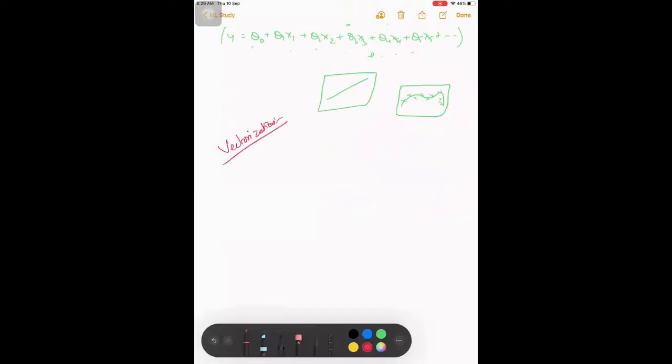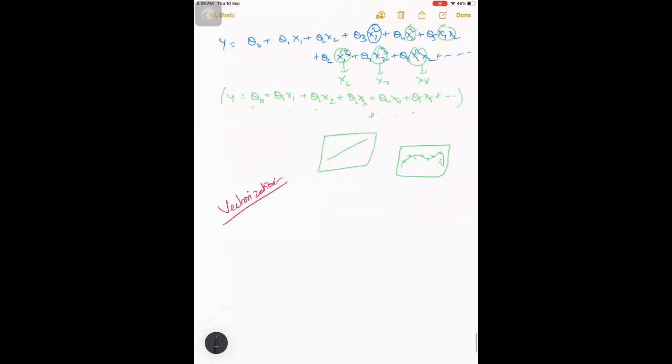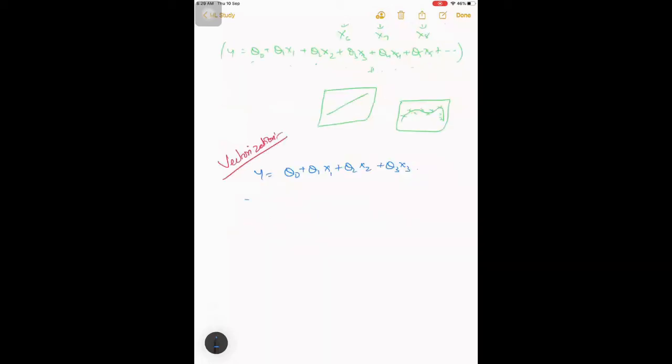So let's see the beauty of this concept. Let's say you have theta naught plus theta 1 x1 plus theta 2 x2 plus theta 3 x3. Let me write only this. Can we write this as something like this? Theta naught, theta 1, theta 2, theta 3, times 1, x1, x2, x3. Can we write it like this?